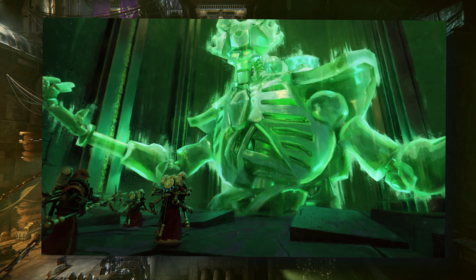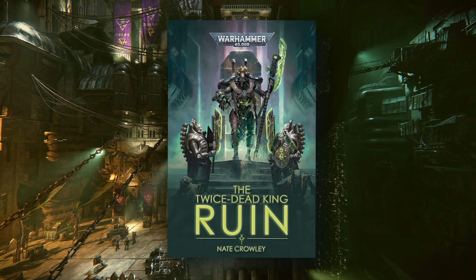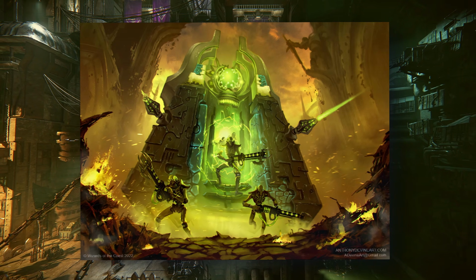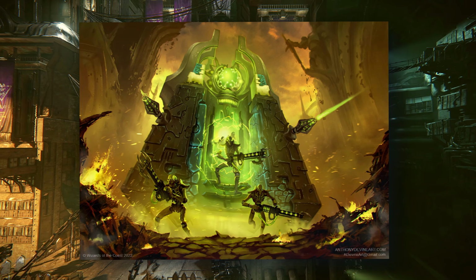But to give you an idea of how large one of these dimensional pockets can be, let's take a look at Twice Dead King Ruin, where Dennett, master of Necron monoliths, considers whether he should spawn in his entire army or not.